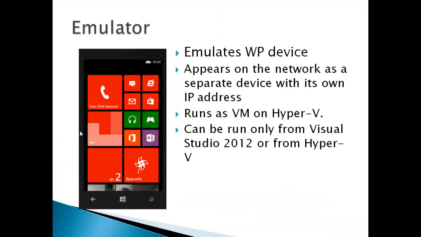And next comes the emulator. As I said, you don't need the actual device to test your apps when you're developing it. So that's where the emulator comes in handy. The emulator will emulate what the Windows Phone device does. The new feature of the Windows Phone 8 emulator is that it appears as a separate network with a unique IP address on its own. And it runs as a virtual machine on the Hyper-V.